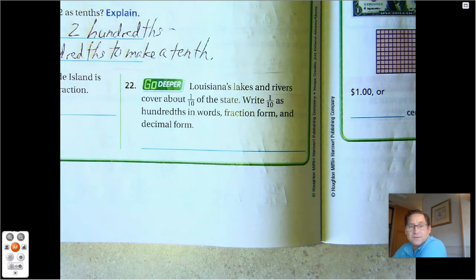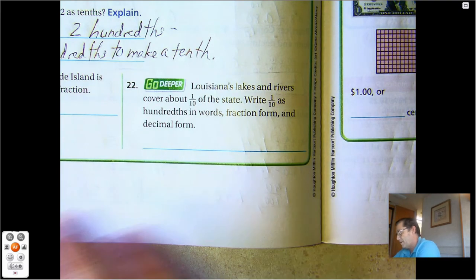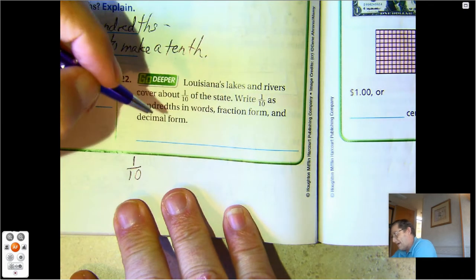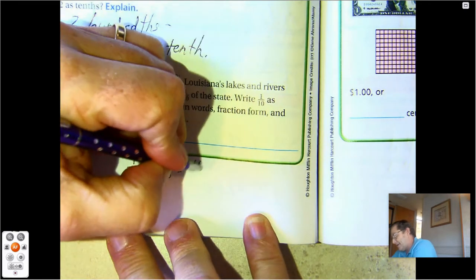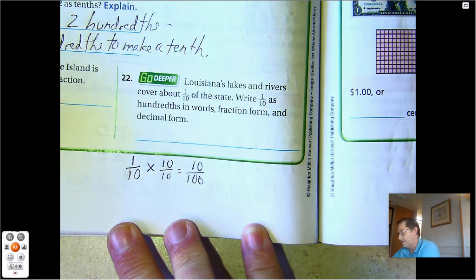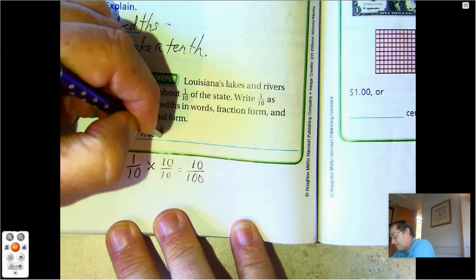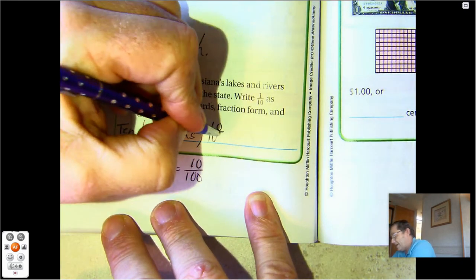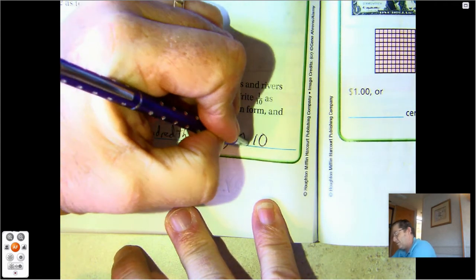Louisiana's lakes and rivers cover about 1/10 of the state. Write 1/10 as hundredths in word form, fraction form, and decimal form. All right, so 1/10 as hundredths. So 1/10 times 10 over 10 would give me 10/100. So in word form, it would be 10 hundredths. Fraction form, 10 over 100. As decimal form, 0.10.